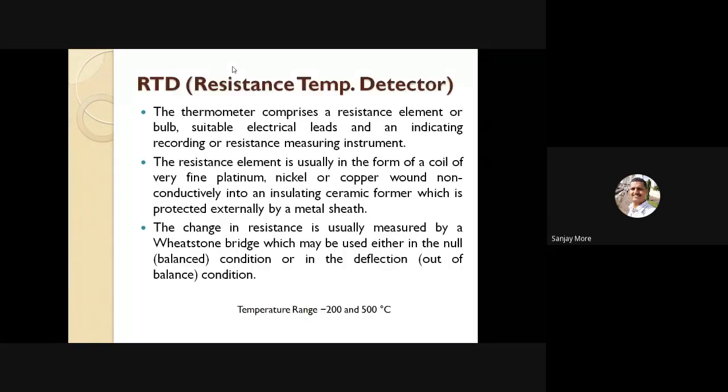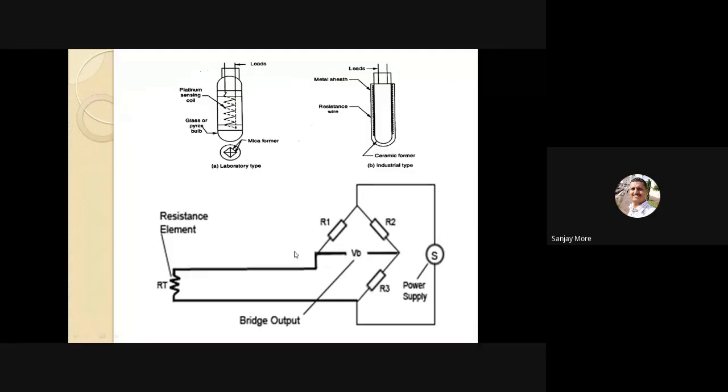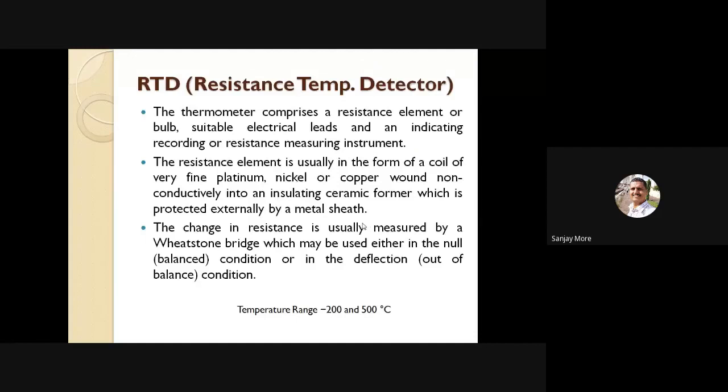The change in resistance is usually measured by a Wheatstone bridge, which may be used either in the balance condition or in the deflection, out of balance condition. Here, R1 and R2 are connected in series and R1 and R3 are connected in parallel. The balanced and unbalanced conditions are used for sensing the temperature. The Wheatstone bridge may be used either in null, meaning balance condition, or in the deflection, out of balance condition.